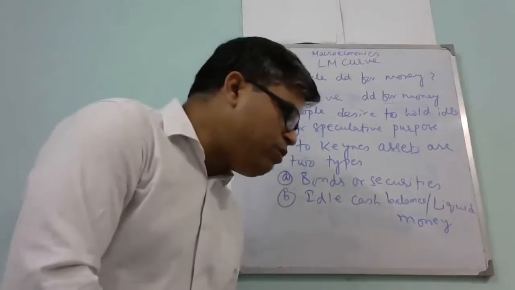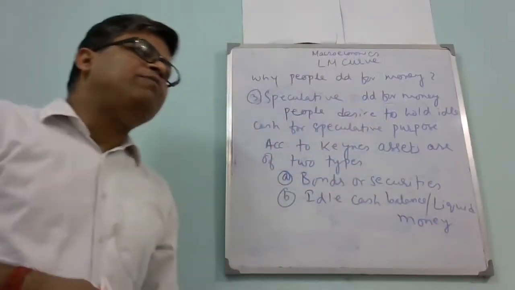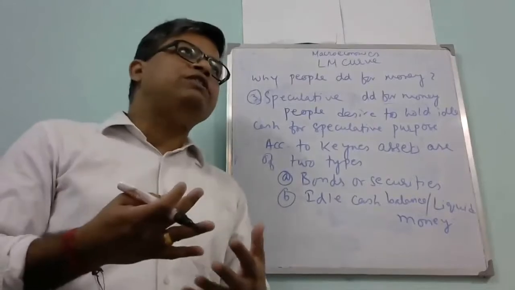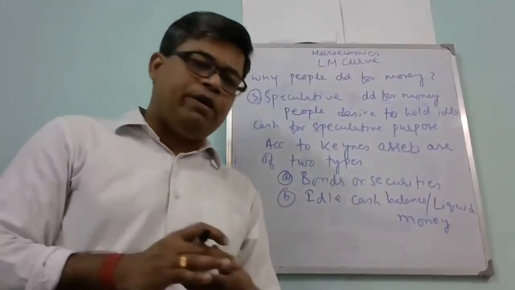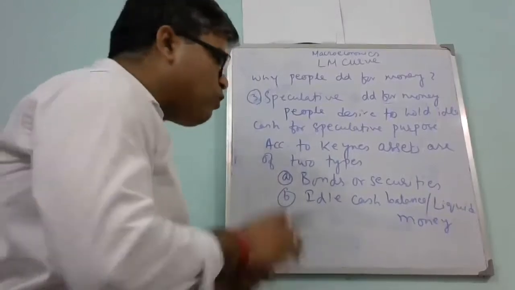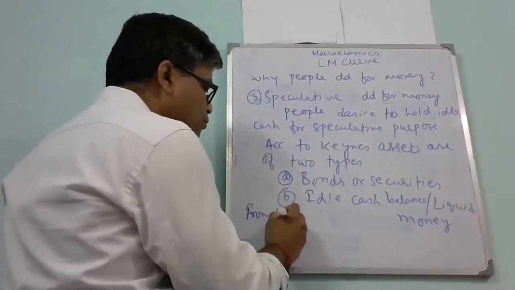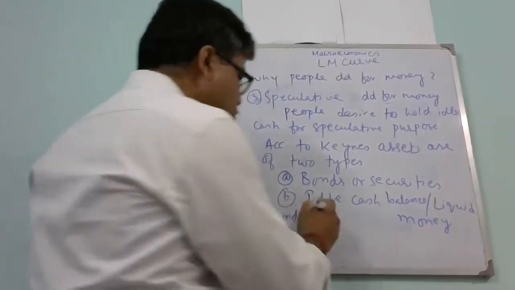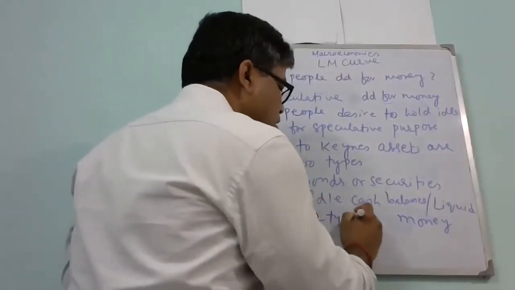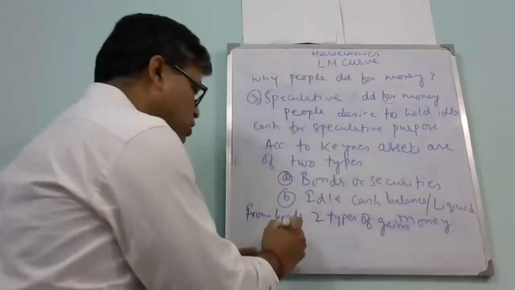Okay. Now, if the people are holding bonds, then what will happen? Or if the people are holding idle cash, then what will happen? So let's see, if the people hold bonds, there are two types of gain. What are the two types of gain?